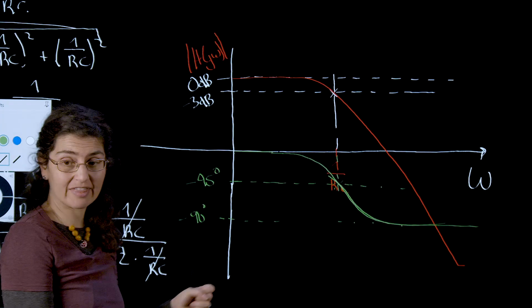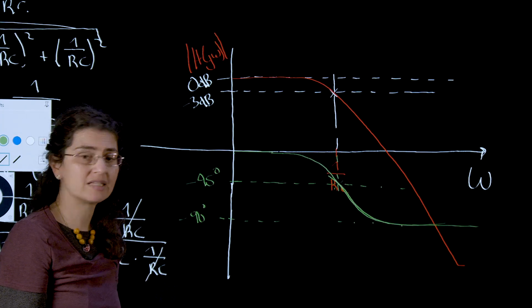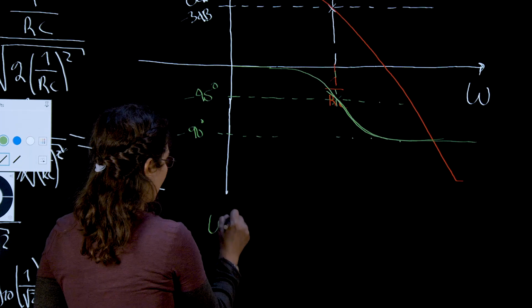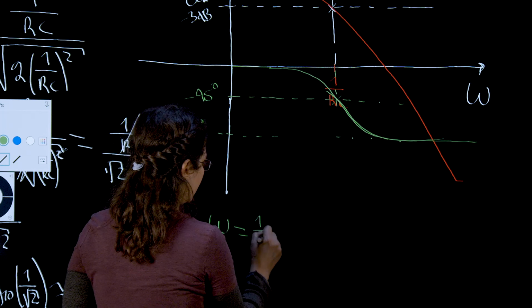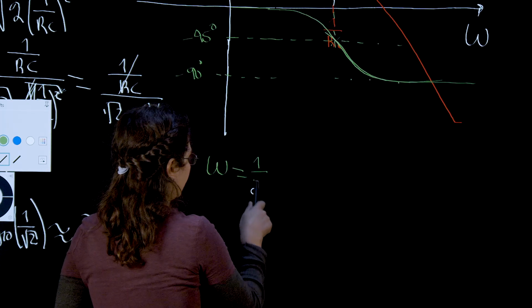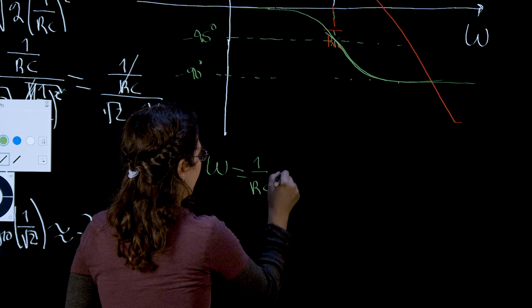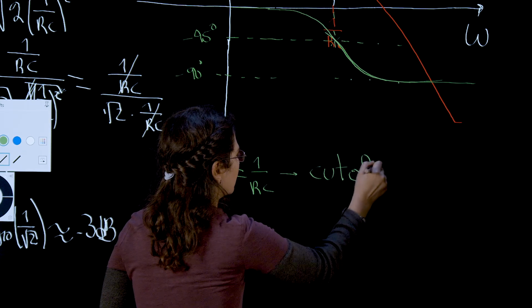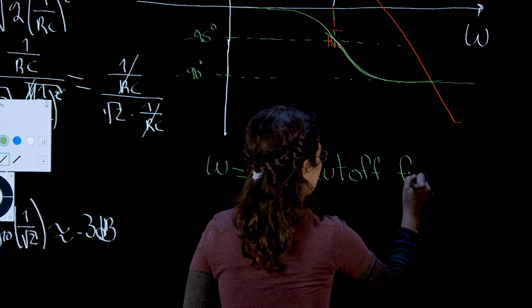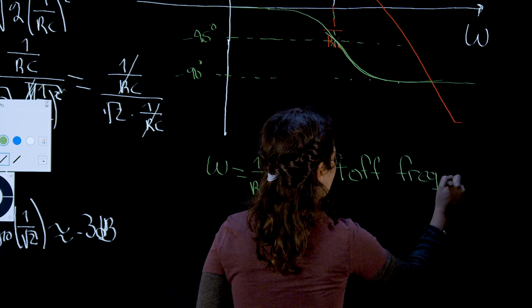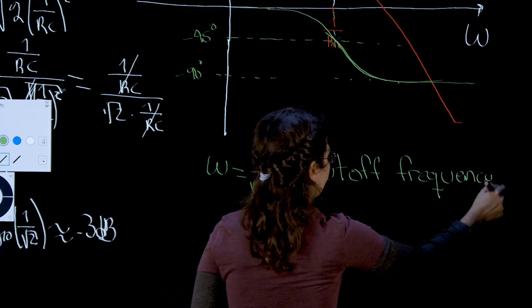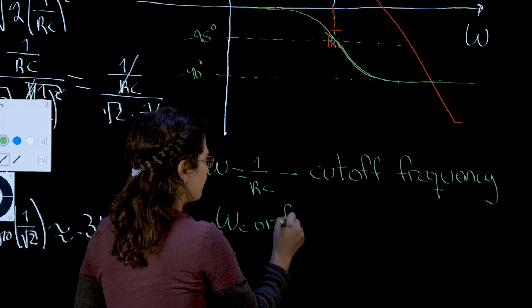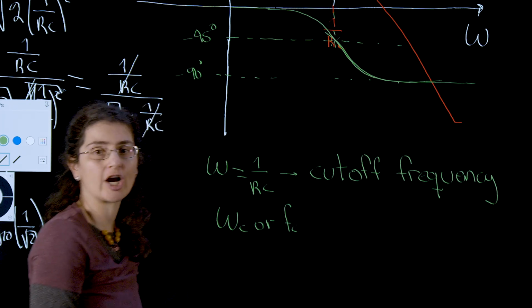So this is the behavior of my circuit, and just for the record, our special frequency omega equals 1 over RC is therefore called the cutoff frequency. It's often represented as omega C, or FC when converted into hertz.